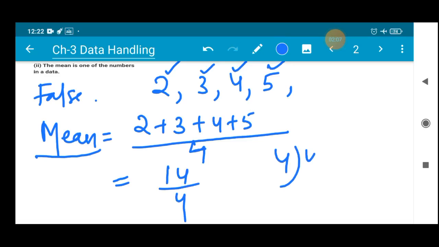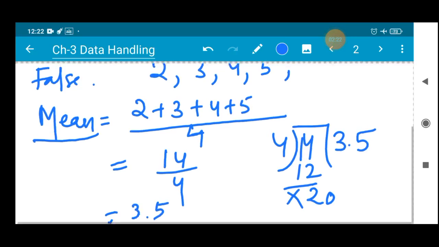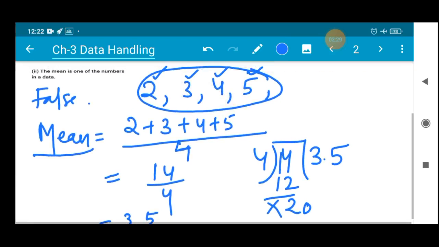If I calculate this value, 4 threes are 12, 14 minus 12 is 2. Now you have to give the decimal sign, 4 fives are 20. What is your mean now? Your mean is 3.5. So are you getting 3.5 in your observations? No. So the statement is not valid every time.